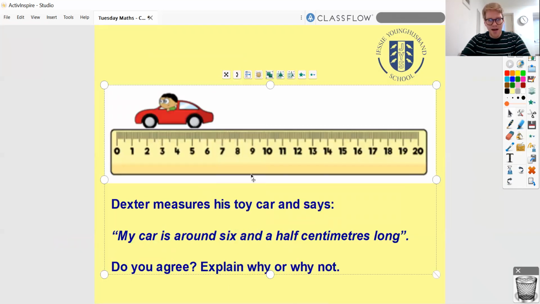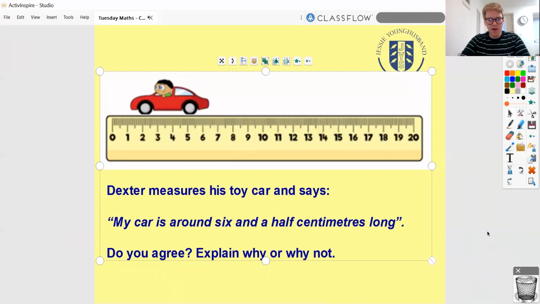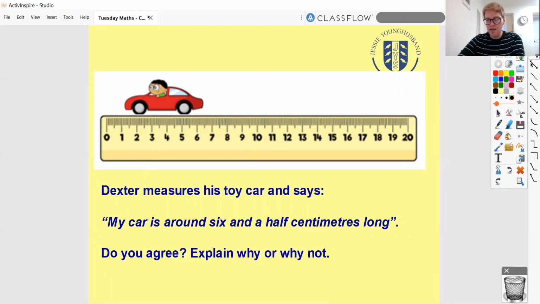So Dexter measured his toy car and said, "My toy car is around 6.5 centimeters long. Do you agree with him?" So with this, the end of his car did go up to about 6.5 centimeters long. If I draw a little, I was about to say imaginary line, it's not imaginary now, I'm drawing it. If I draw a line down there, it does go to pretty much 6.5. But why is his car not 6.5 centimeters long? Well, it didn't start at 0, it started at 1. And so really that's looking more like 5.5 centimeters long.